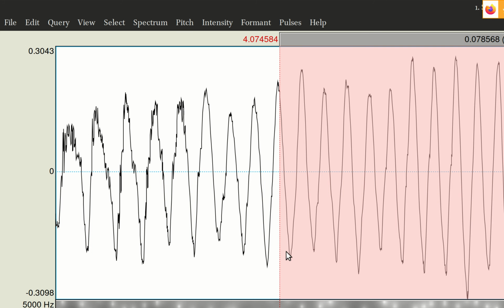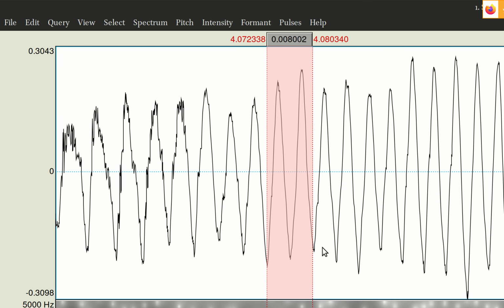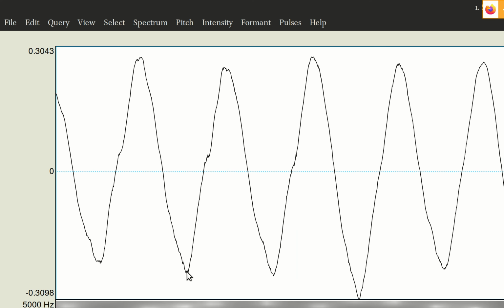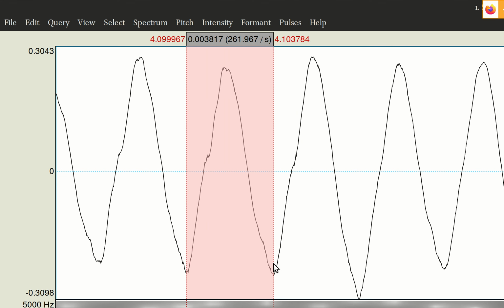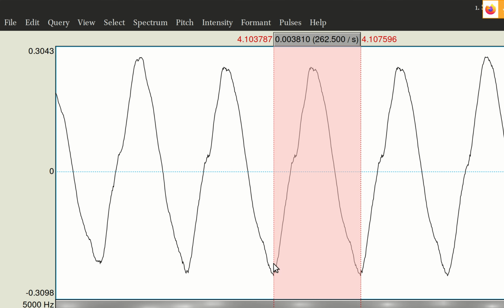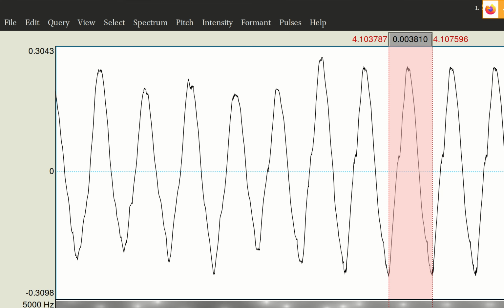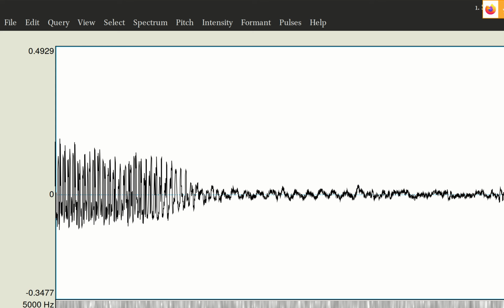So maybe again I will try to take one cycle and paste it here. Change, change, change. I kind of can't hear any change, but I think it's funny.